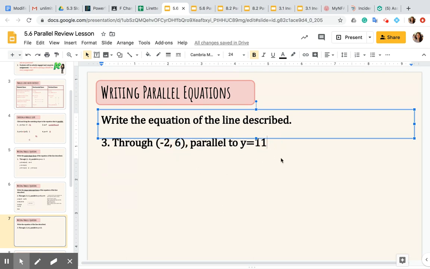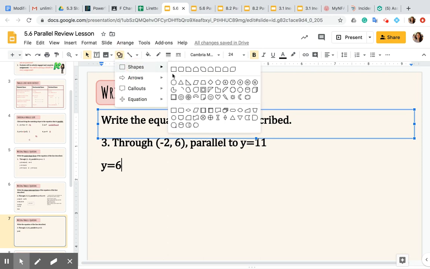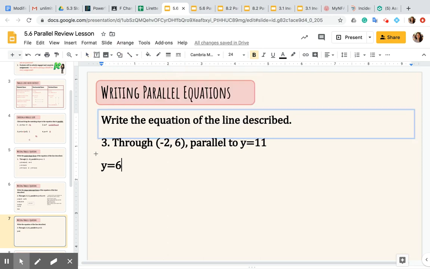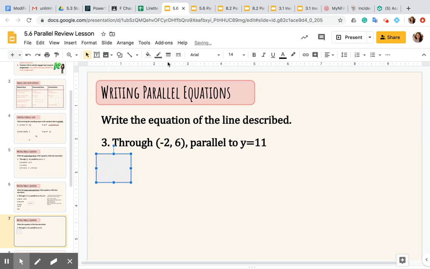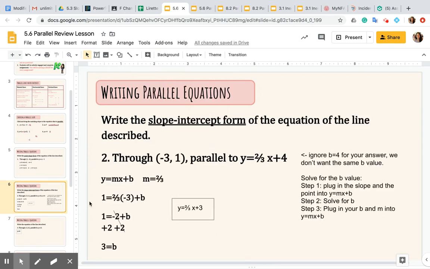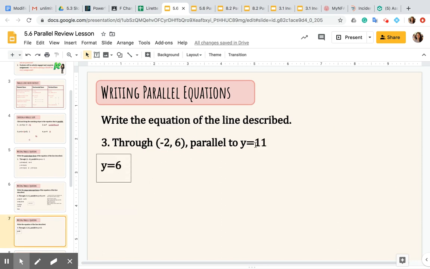So your answer here is going to be another horizontal line, but it's going to be y equals the y value from that point. Y equals 6 is your final answer. I'm going to put a box around my answer here. Here's my final answer. This is all you have to do. If I give you a horizontal line, you give me a horizontal line. If I give you a slanted line, it's going to be a little bit harder, but horizontal lines are quick. If I give you y equals a number, you give me y equals the y value from that point.